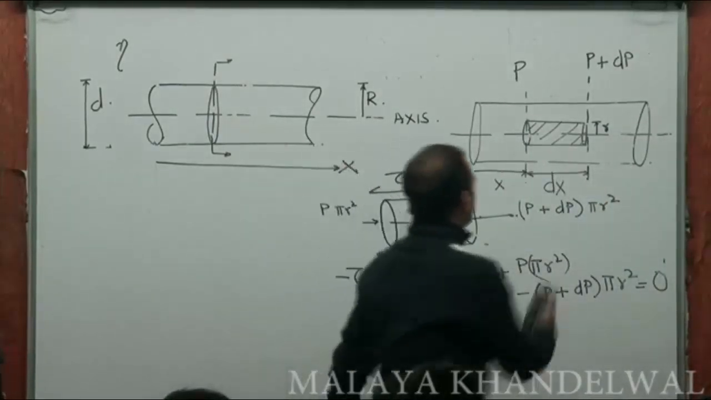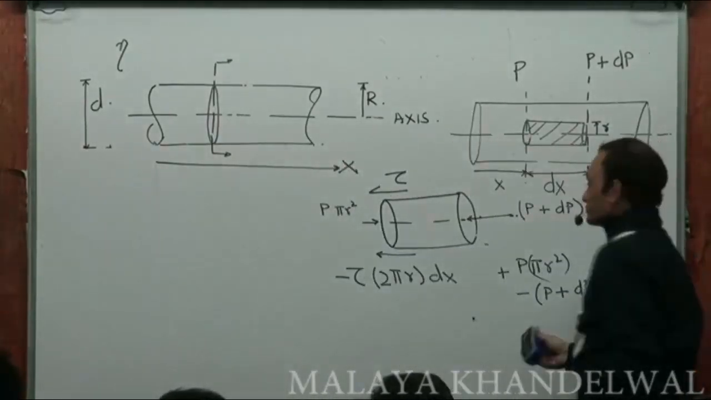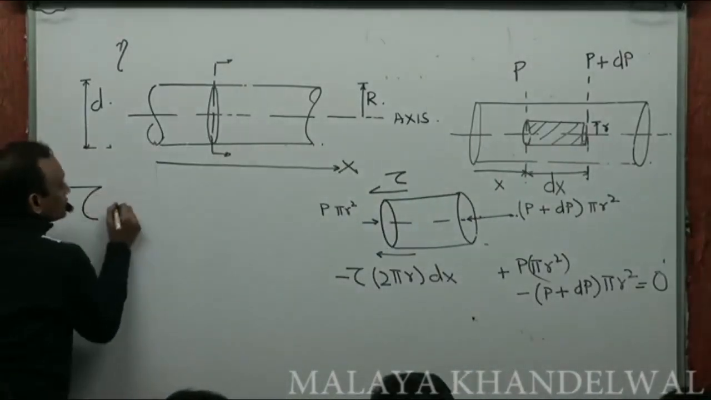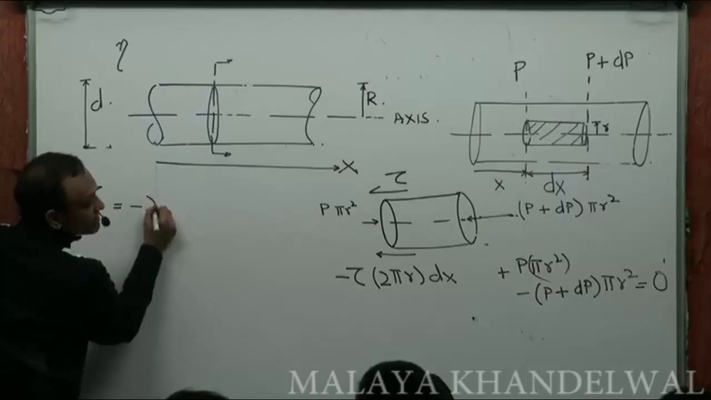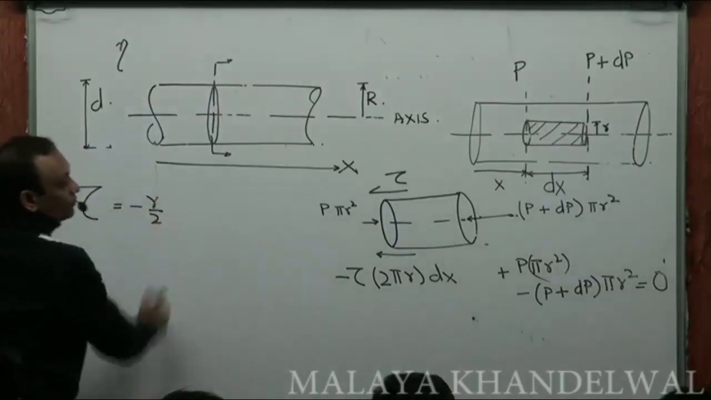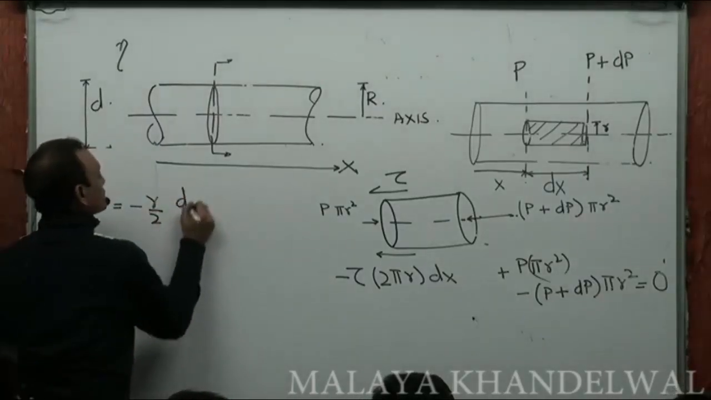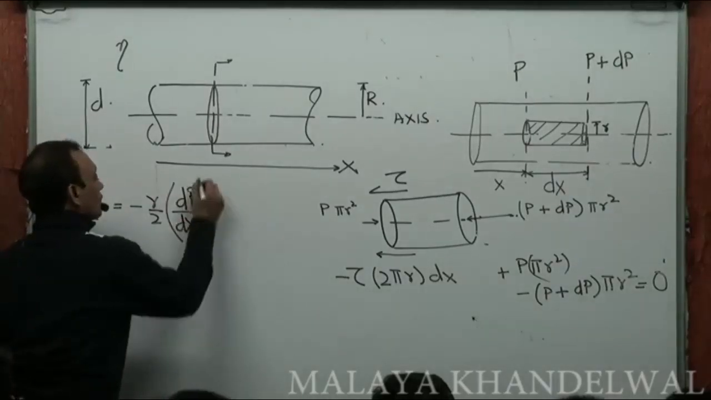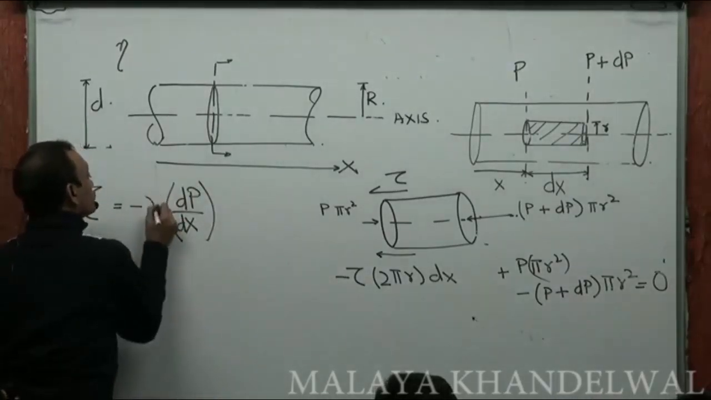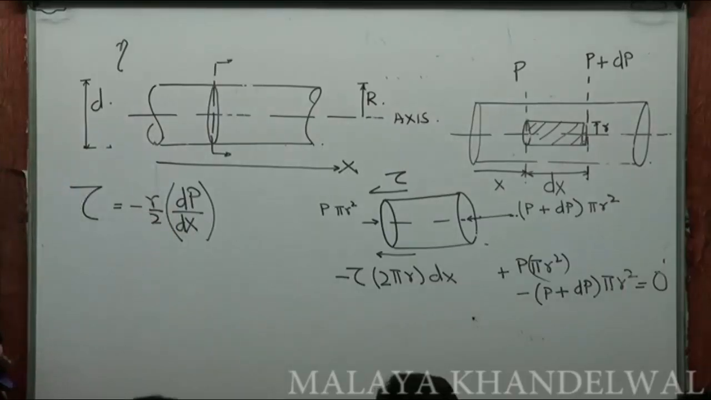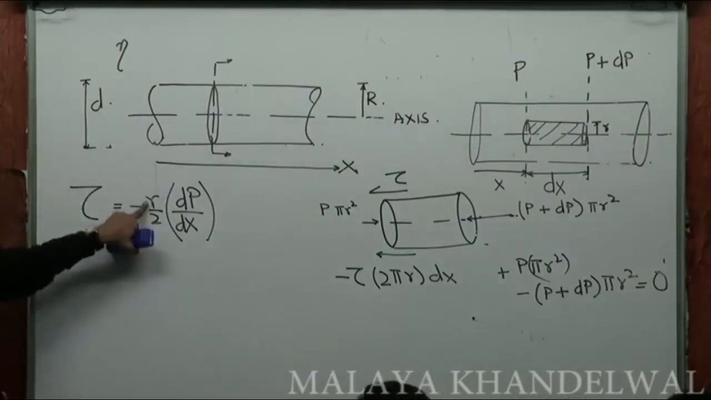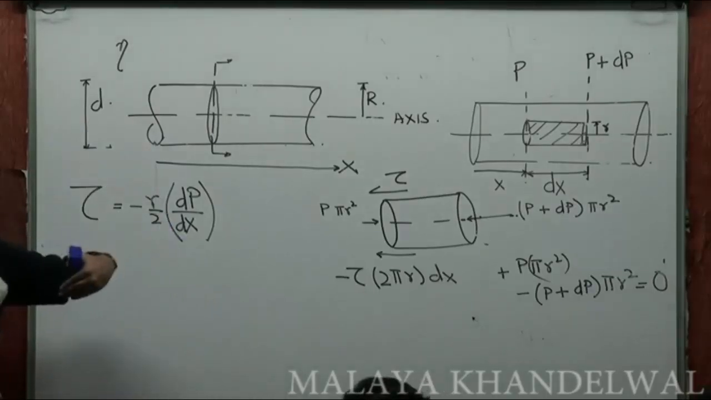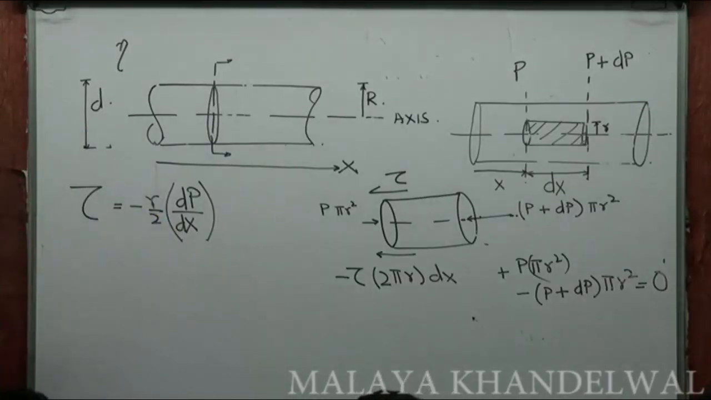Very clearly you can see p into pi r squared would get cancelled, and this gives me, again as you can see, tau equal to minus r by 2 dp dx. Yes or no? Shear stress as a function of r. dp dx I am assuming is constant, the pressure gradient. It's uniformly varying pressure, right?